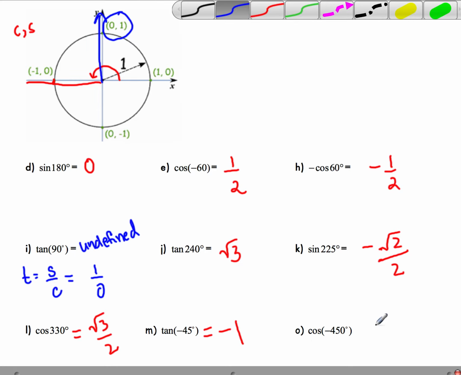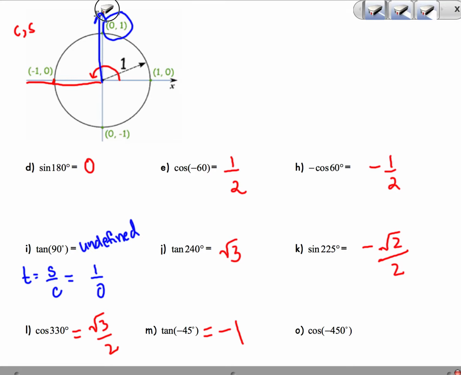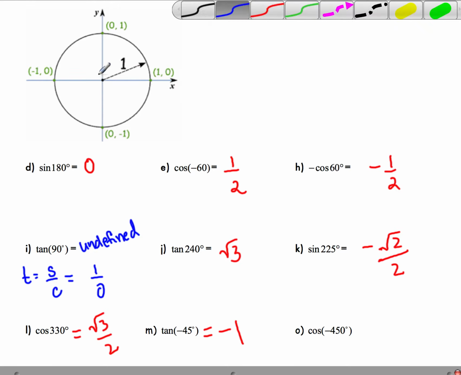And we'll scoot down here to cosine of negative 450. And we just need to think about our unit circle and where we're going to land if we go negative 450 degrees. So always starting here. If I travel negative direction and I end here, that's negative 360 degrees. I need to make it to negative 450. So from there, I continue on another 90 degrees, and this is where I'll end. So my cosine there is just going to be 0.